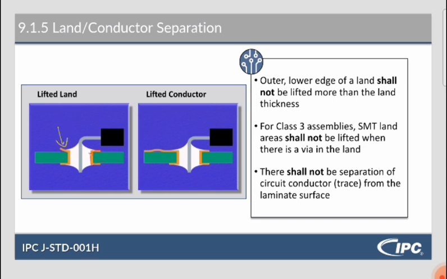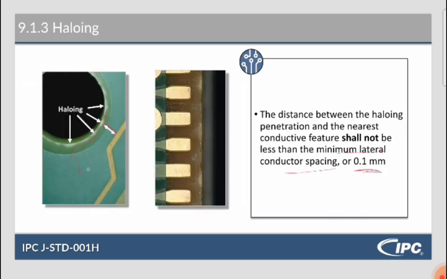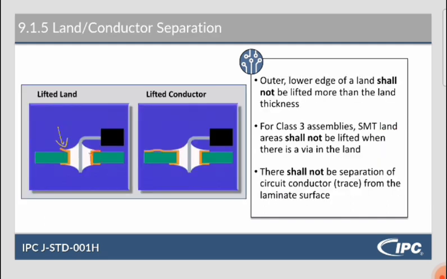So right there, that edge lifted. And then right here, the edge is, so this is a lifted conductor. So like right here, this is the conductor. You'll hear me refer to it as a trace. So that's showing a lifted conductor.